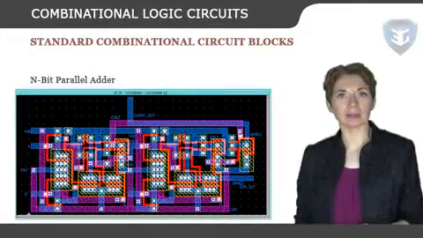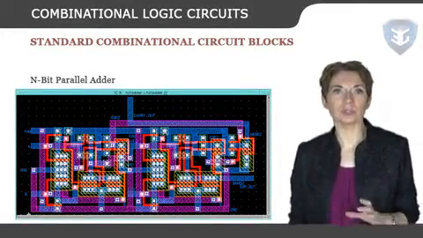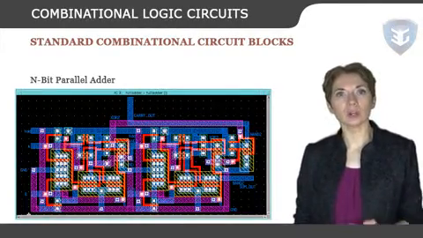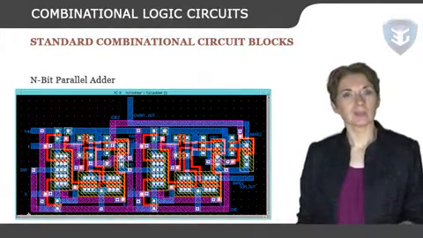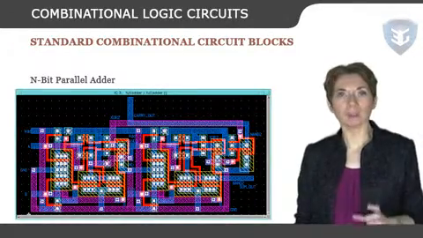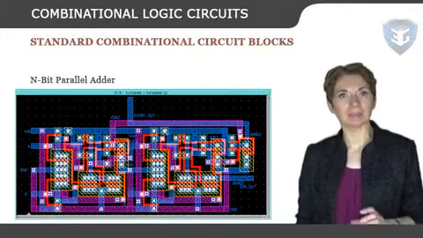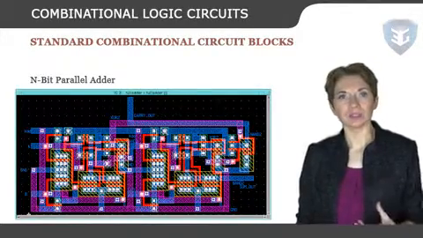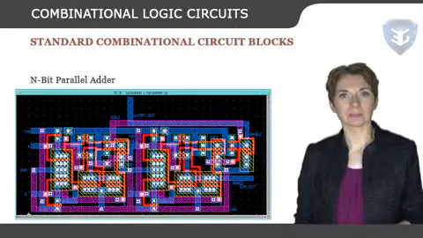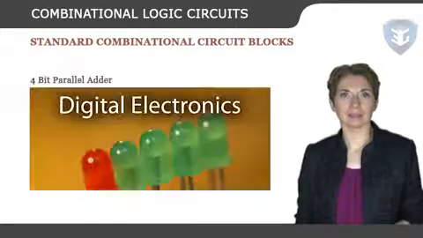N-bit parallel adder. The full adder is capable of adding only 2 single-digit binary numbers along with a carry input. But in practice, one needs to add binary numbers which are much longer than just 1 bit. To add 2 n-bit binary numbers, one needs to use the n-bit parallel adder. It uses a number of full adders in cascade.